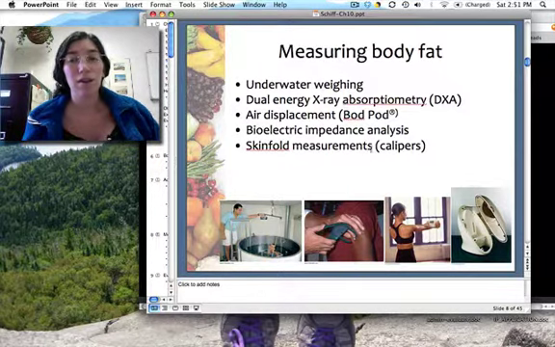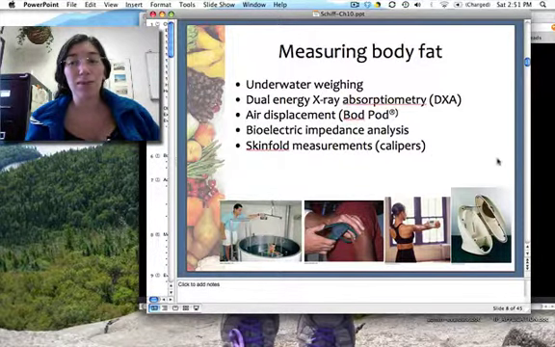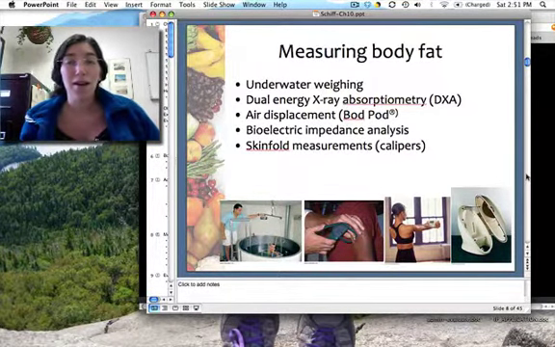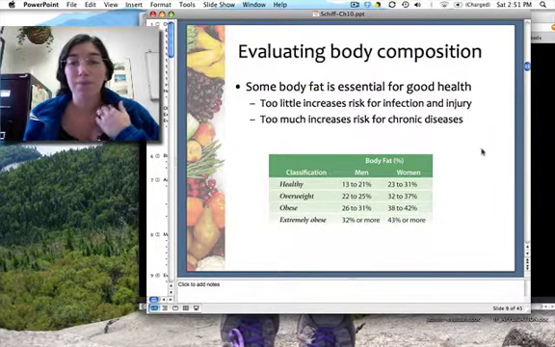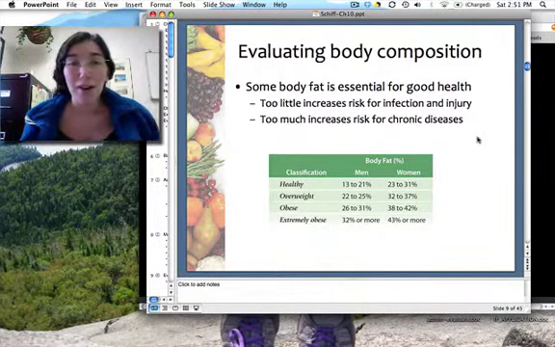So all good techniques, the most accessible ones, usually the skin fold measurement or the bioelectric impedance analysis. None are perfect, but they all give you at least a rough estimate of what your percent body fat is, your body composition. So you don't want to be completely fat-free.